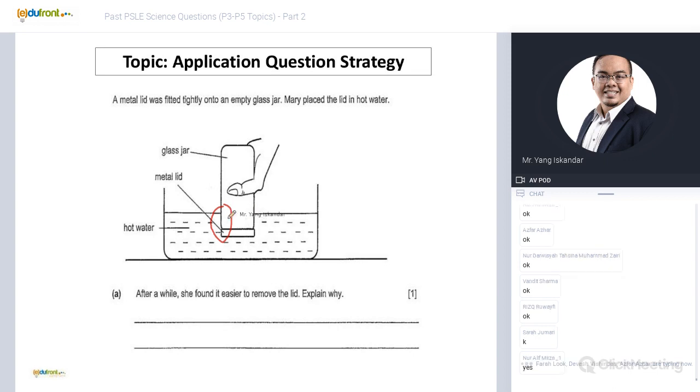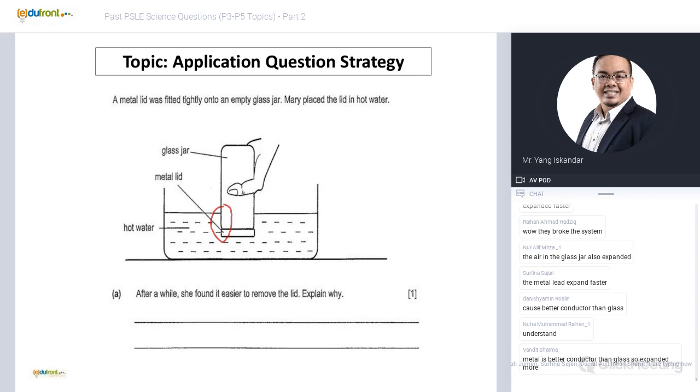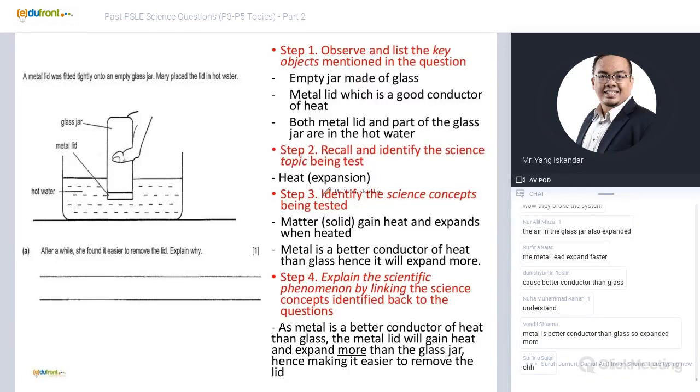This is quite tricky because both the glass jar and the metal lid are in contact with the hot water. So the glass jar also gains heat and expands, and the metal lid also expands. However, we know that metal is a better conductor of heat. So even though glass also expands, metal will expand more. When metal gains heat faster, it will expand faster. Now let's take a look at the answer here.